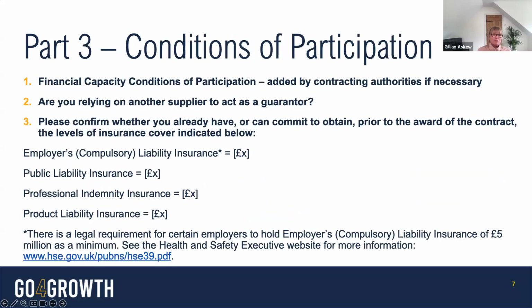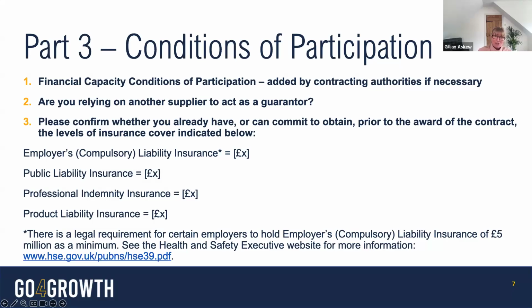If we look at part 3, the conditions of participation, so there are financial capacity conditions of participation that could be added by contracting authorities as necessary. So that is looking at your ability to undertake the contract financially. So it might be that you need to have a certain credit score or something of that ilk. But all of the information of those financial capacity conditions of participation will be clear in the documents that are with the invitation to tender, the bid, etc.